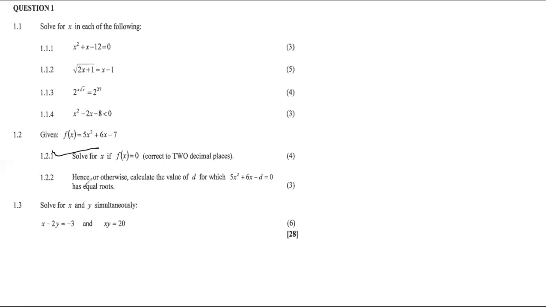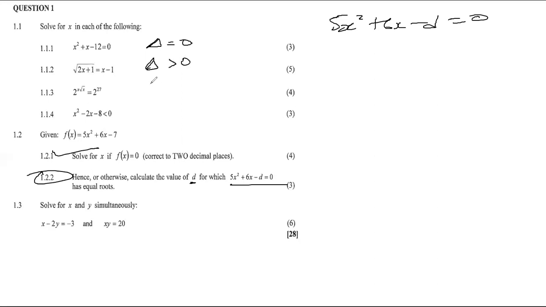The question that I want to look into here is really 1.2.2, hence or otherwise calculate the value of d for which this equation here, 5x squared plus 6x minus d equals 0, will have equal roots. So we've got to think of the nature of roots. That's what we discussed in term 1. The discriminant can be 0, the discriminant can be greater than 0, and the discriminant can be less than 0.